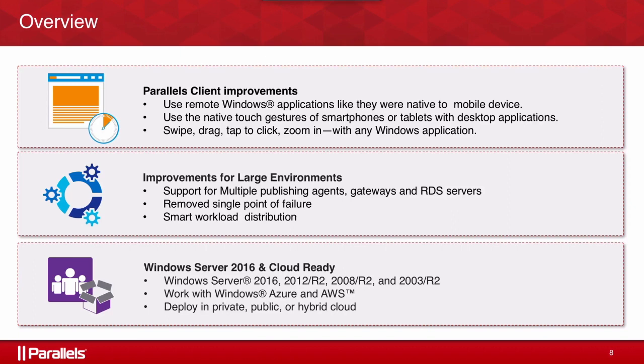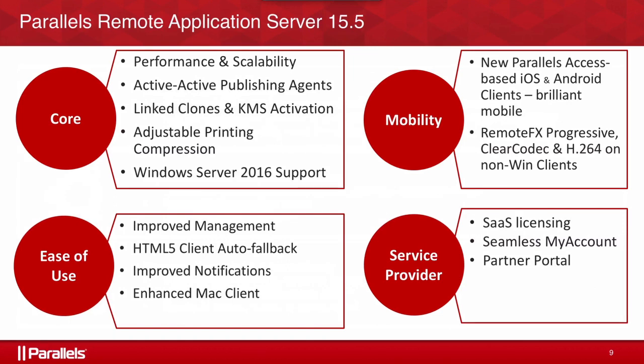And with Microsoft's launch of Windows Server 2016, we are now compatible with Windows Server 2016, all versions running either on-premise or even cloud. And as usual, you can deploy Remote Application Server in private, public, or even hybrid clouds. In version 15.5, we worked in four major areas. You saw the three major topics, but what is also important to highlight in this particular slide is a little bit of functionalities that have been changed that make for better core, ease of use, mobility, and service provider use cases.